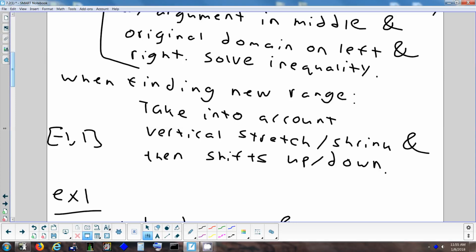And you always take them into account in that order. If you do a stretch, do the stretch first, and then shift your range second. A stretch means you're going to multiply each number in the range by a value. A shift means you're going to add a number to the range, each value.